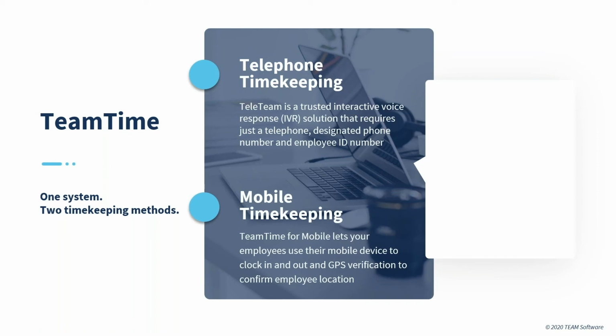Mobile TeamTime. TeamTime for Mobile lets your employees use their mobile device to clock in and out and GPS verification to confirm employee location. Since TeamTime for Mobile is part of eHub, employees can leverage other job-related tools on their phones or tablets, and you can enjoy the productivity that comes with on-the-go workforce management.